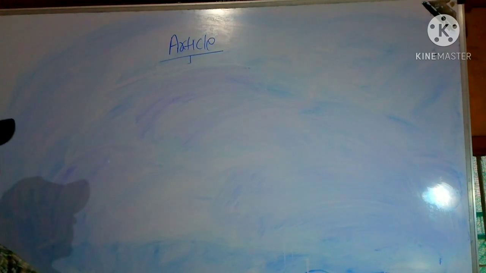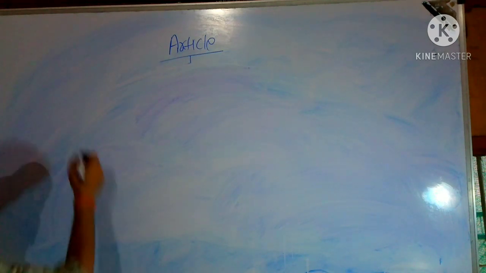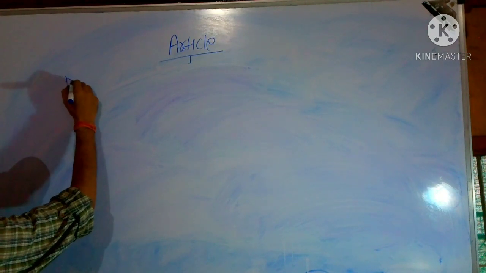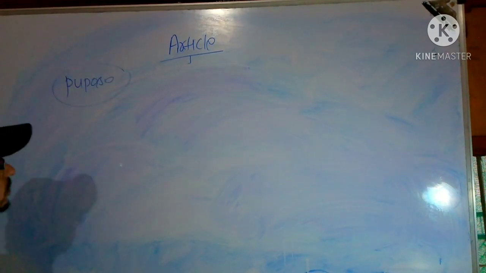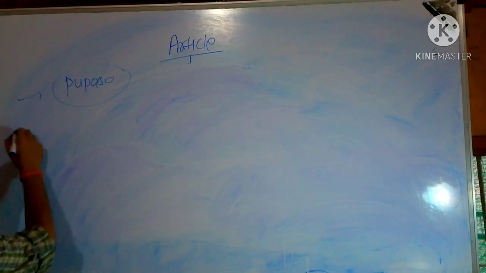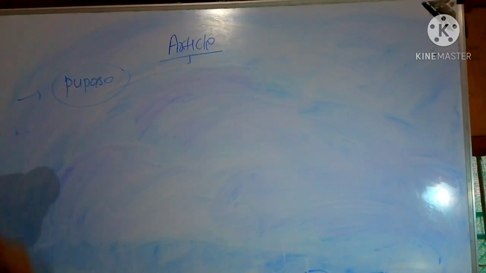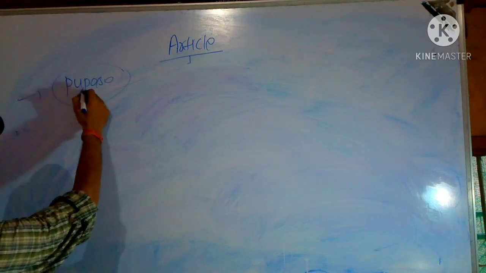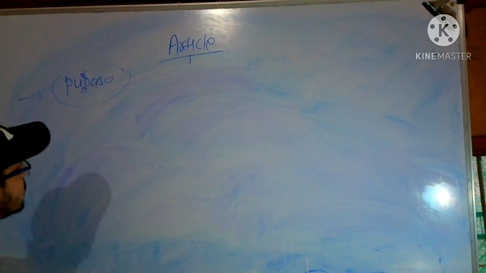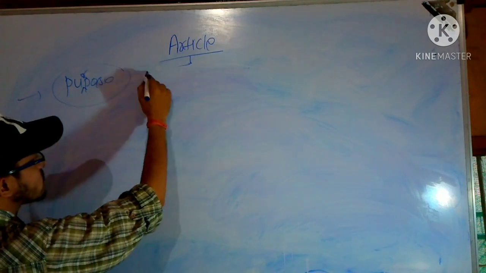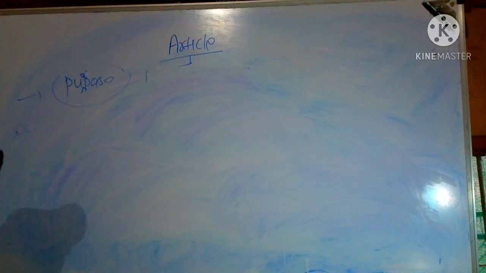Okay, now one more use of articles, like purpose. For the purpose, some words we have, before them we don't use any article. Sorry, sometimes I miss some words in the spellings. Anyway, just try to leave it.